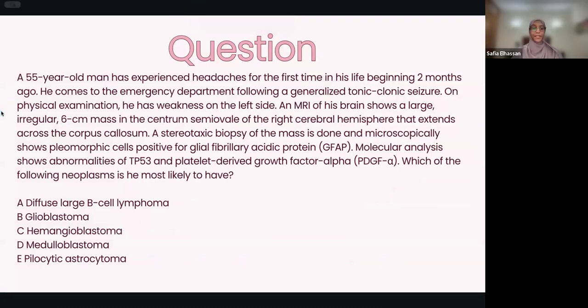A 55-year-old man has experienced headaches for the first time in his life, beginning 2 months ago. He comes to the emergency department following a generalized tonic-clonic seizure. On physical examination, he has weakness on the left side. An MRI of his brain shows a large, irregular 6-centimeter mass in the centrum semiovale of the right cerebral hemisphere that extends across the corpus callosum. A stereotaxic biopsy of the mass is done and microscopically shows pleomorphic cells positive for glial fibrillary acidic protein, or GFAP. Molecular analysis shows abnormalities of TP53 and platelet-derived growth factor alpha. Which of the following neoplasms is he most likely to have?